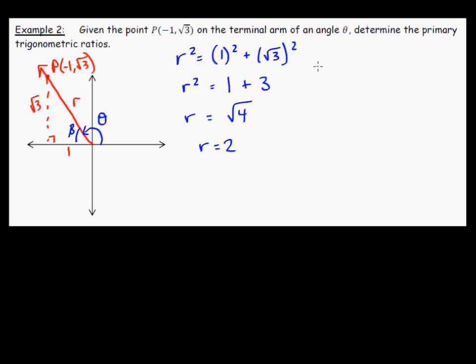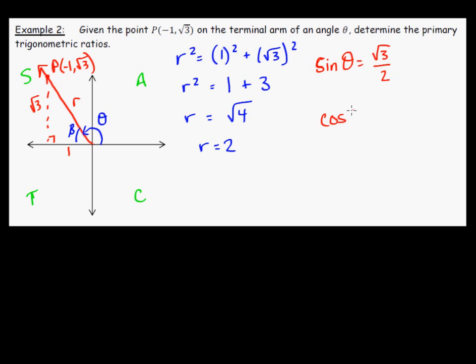We now want the sine, cosine, and tangent ratios. The sine ratio for our angle theta is going to be y over r. So we know y is root 3 and r is 2. Now, because we're in quadrant 2, only the sine ratio is positive. So the other two ratios will be negative, but the sine ratio will be positive. So it's just going to be root 3 over 2.